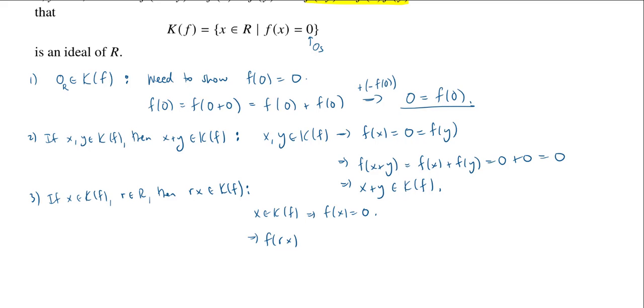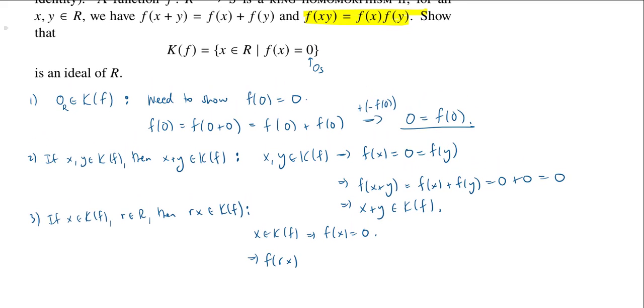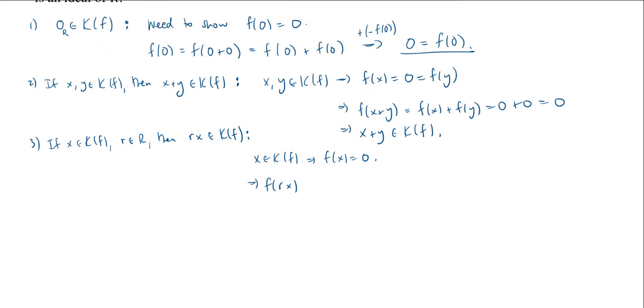We know that f is multiplicative. We haven't used that yet, just like the norm map. And so f of rx is equal to f of r times f of x. And f of x is equal to 0. One of our early properties of rings was that if you multiply any ring element by 0, you must get the 0 element. And so this implies that rx has f image 0, and so rx is in the kernel. The combination of all three of these things implies that K of f is an ideal of the ring R.